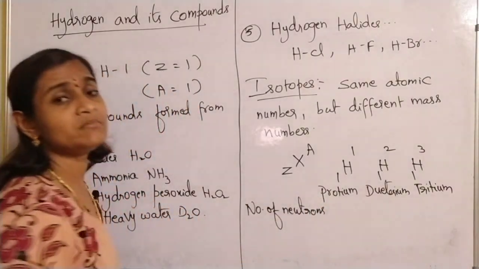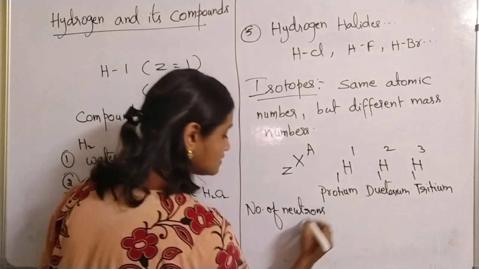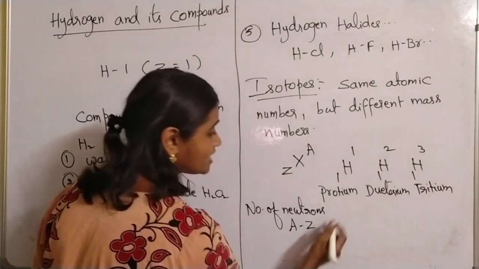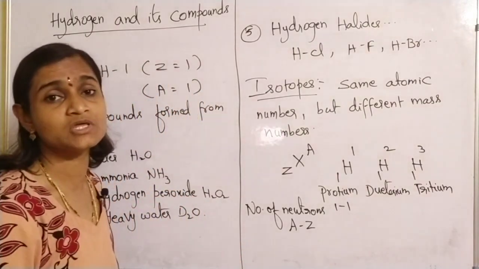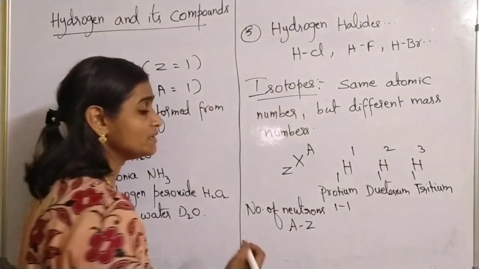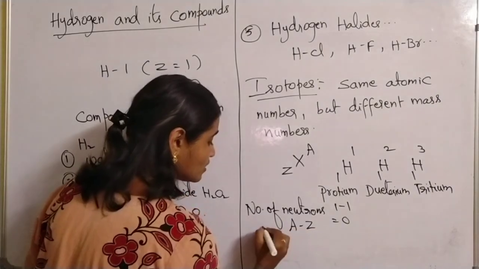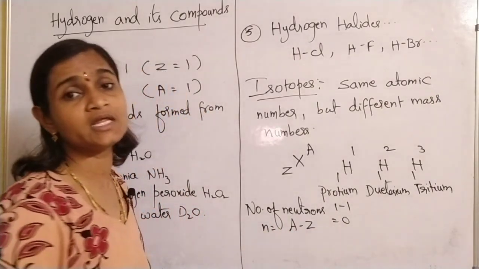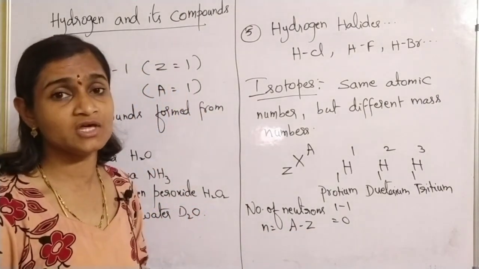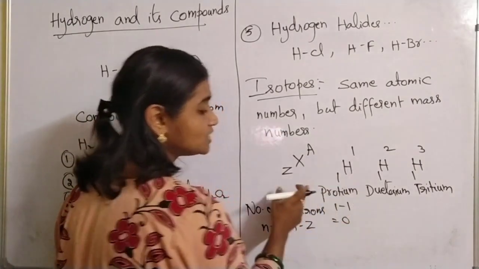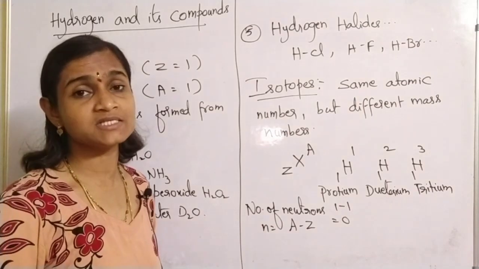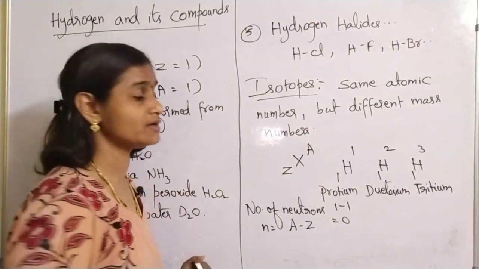Okay, for protium, what is the number of neutrons? A minus Z. Here, 1 minus 1 for protium, which means normal hydrogen. That means there are no neutrons. Neutrons are not there in protium, so in hydrogen you will not find neutrons at all. This question has been asked many times, so you have to focus on this point, right?